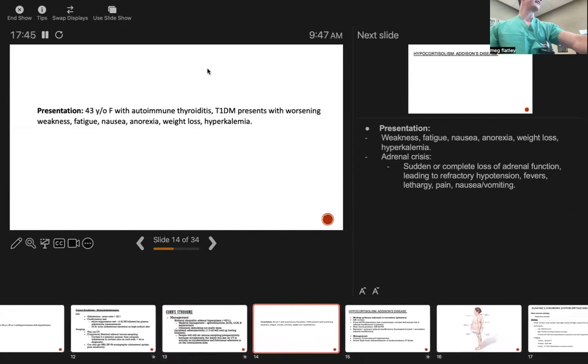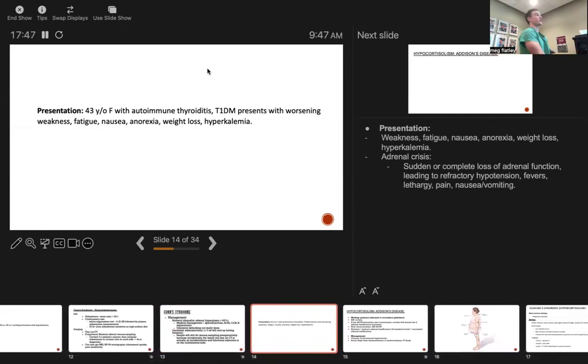Okay, next case presentation. 43-year-old female. She has autoimmune thyroiditis. She has type 1 diabetes. She's presenting with worsening fatigue, nausea, anorexia, weight loss, and hyperkalemia. Yeah, Addison's disease. Great. Now, what if you had someone who presented with hypotension, fevers, lethargy, pain, nausea, vomiting, similar demographic background? Adrenal crisis, basically. It's severe Addison's, but acute.